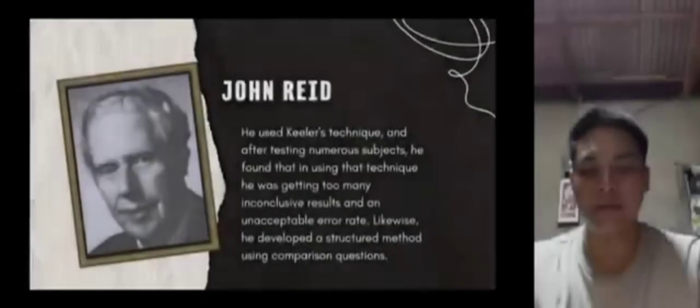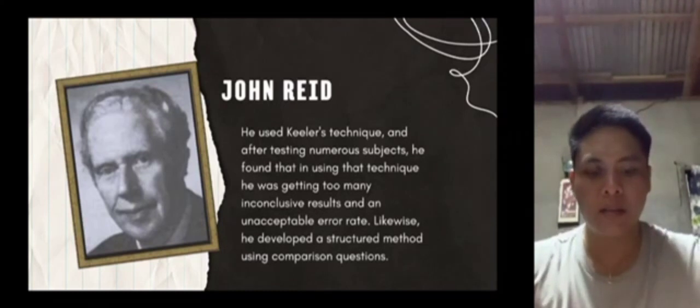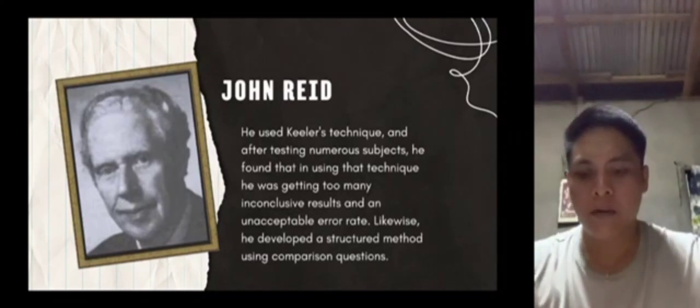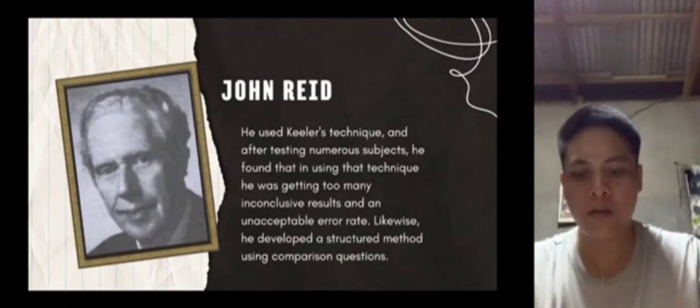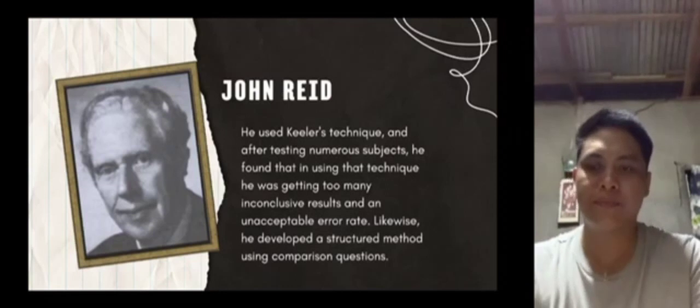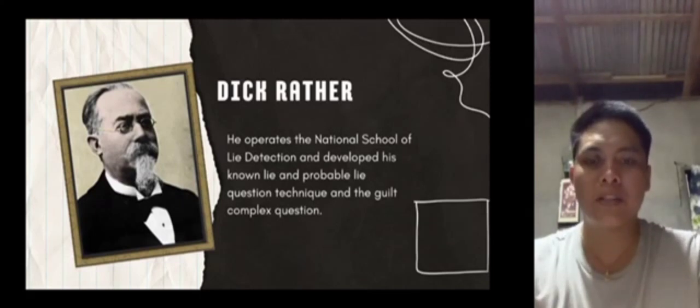Fourth is John Reid. He used Keeler's technique, and after testing numerous subjects, he found that in using the technique, he was getting too many inconclusive results and an unacceptable error rate. Likewise, he developed a structured method using comparison questions. Fifth is Dick Arther. He operated the National School of Lie Detection and developed his known lie, probable lie question technique and guilt complex question.